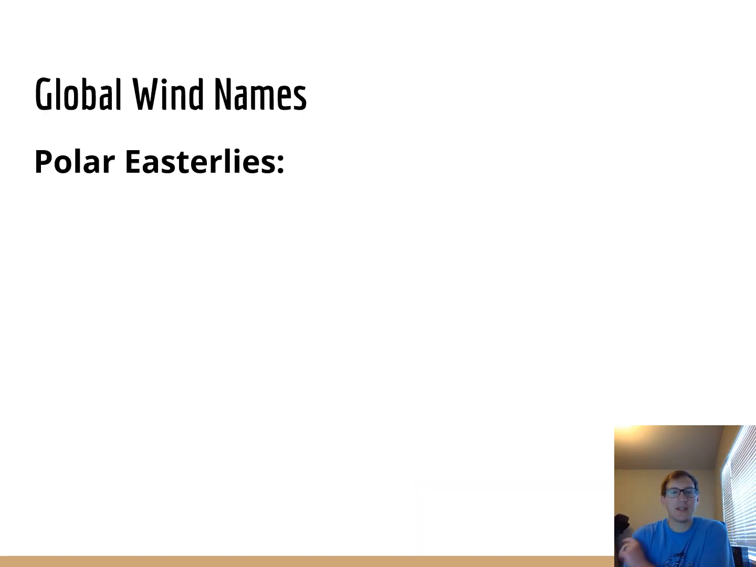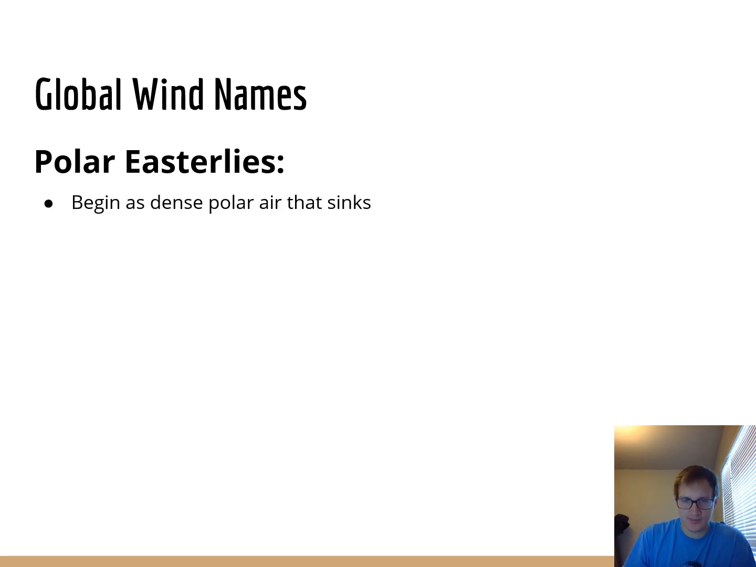All right, so let's get into our global winds. We have polar easterlies. Make sure that these names always have two things that go with them, or at least these first two do. Polar means that these take place at the poles. Easterlies means that they're coming out of the east, so they're going to be blowing from east to west.